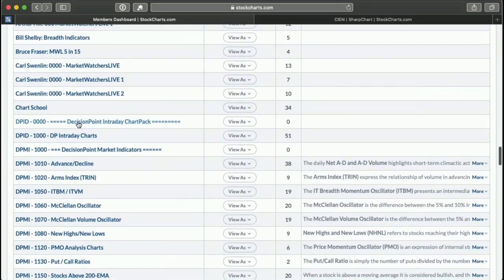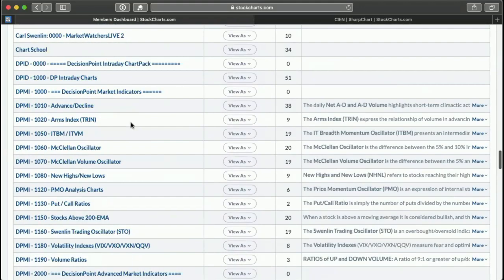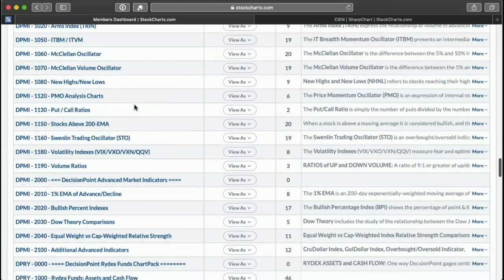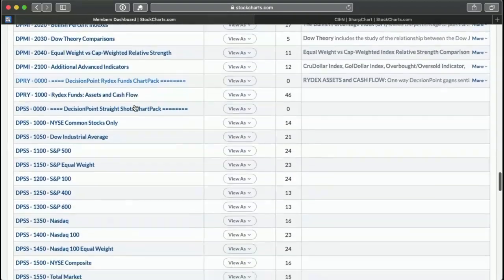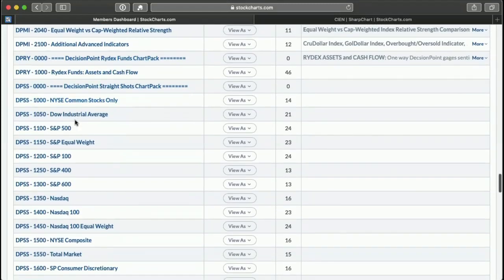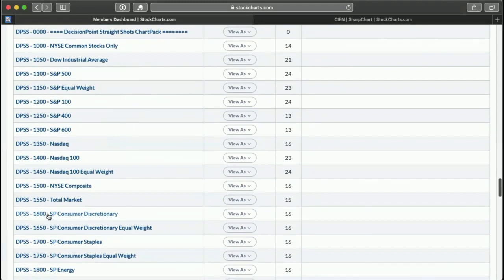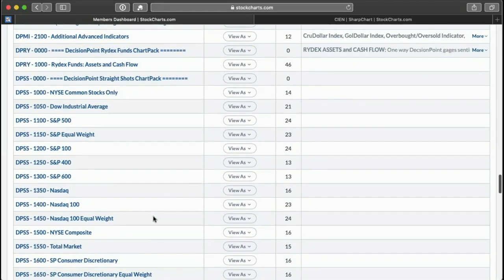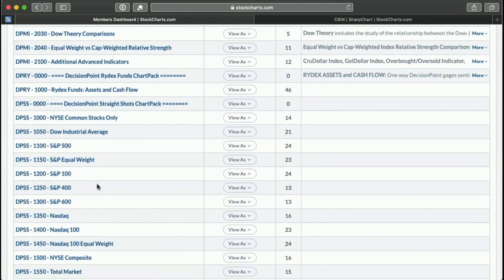Here we go. So I have the intraday chart pack. There's the market indicators, which we're going to go over in a little bit. But the Straight Shots one is the one I want to show you. And this is how you can start with an index and then look at the indicators all across it. So for example, it shows that I have the sectors, but we don't have those anymore. That's just because this is an older version of the chart pack.